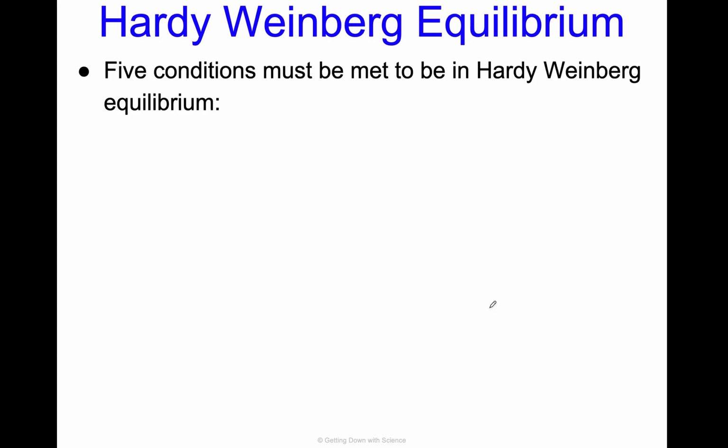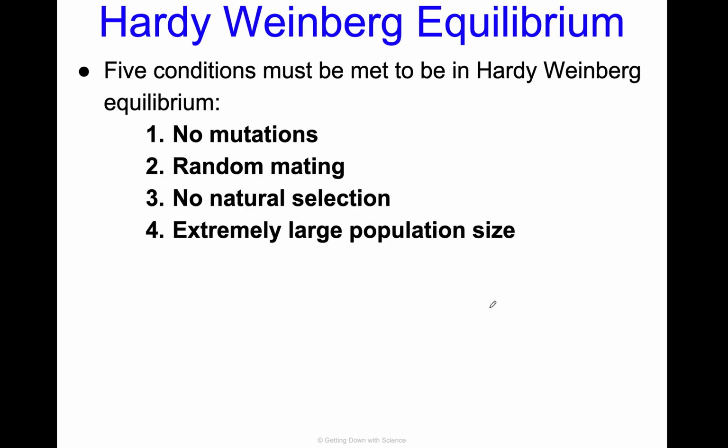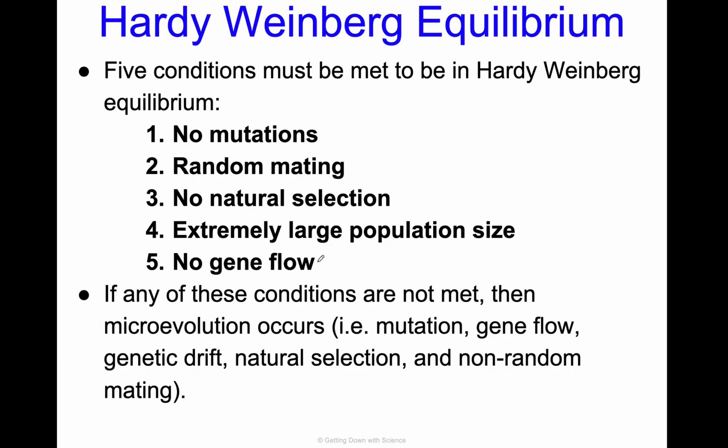There are 5 conditions that must be met in order to have Hardy-Weinberg equilibrium. One, there are no mutations going on within the population currently. There's random mating, so no sexual selection. There is no natural selection going on. Extremely large population size. This does not apply to small populations. There's no gene flow, so no members of the population are going in and out. If any of these conditions are not met, then microevolution occurs. That's mutation, gene flow, genetic drift, natural selection, and non-random mating. Okay, so we are looking at evolution on a macro scale.